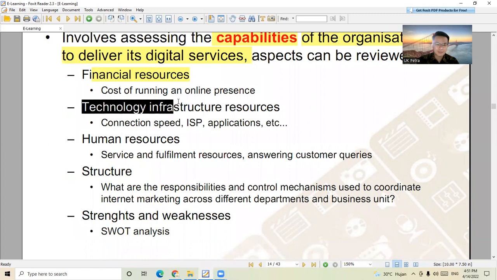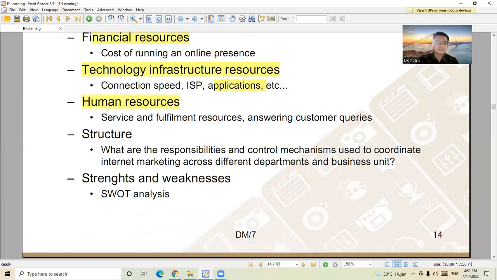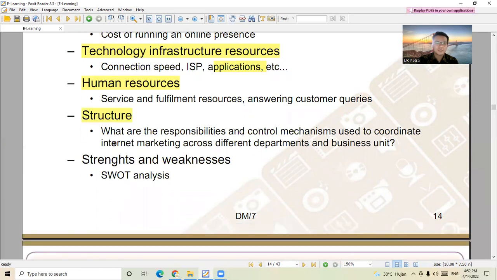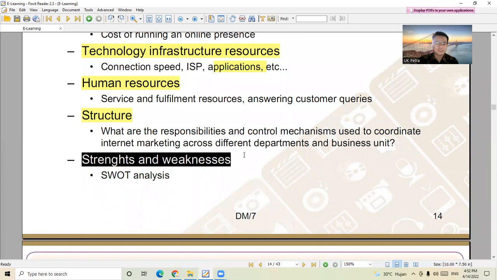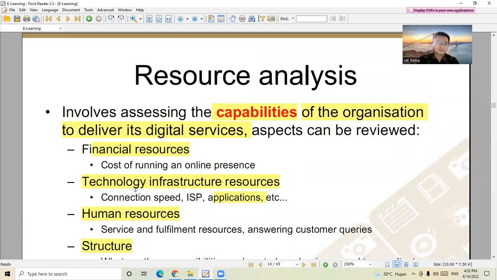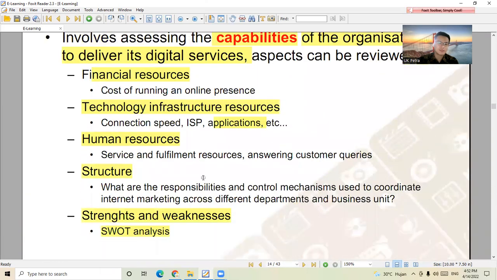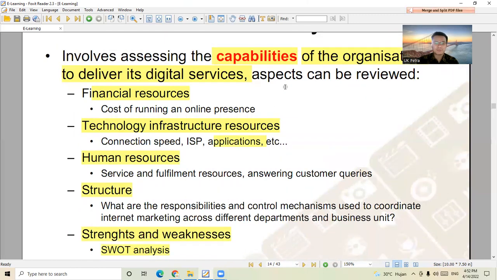And the second one is the technology infrastructure resources, such as the connection speed, internet service providers, the applications that you use, social media. Third is the human resources. Fourth, structure. And the last one is the strengths and weaknesses, the SWOT analysis. So in doing the resource analysis, these are the 5 aspects that we can consider or review.